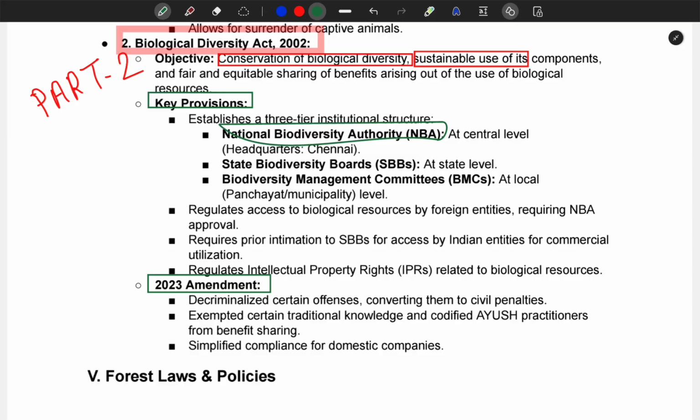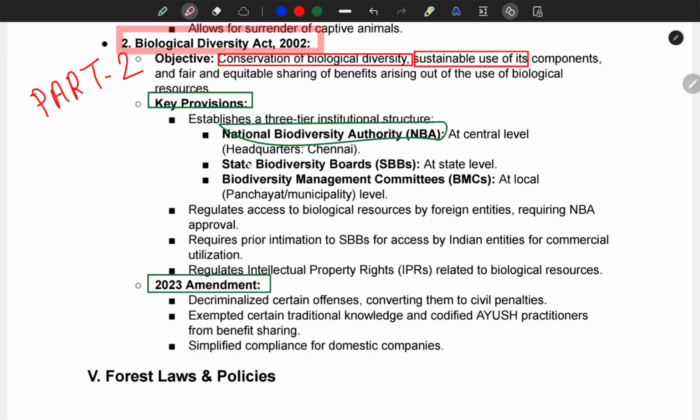Let's begin Biological Diversity Act 2002. Objective: conservation of biological diversity, sustainable use of its components, and fair and equitable sharing of benefits arising out of the use of biological resources.